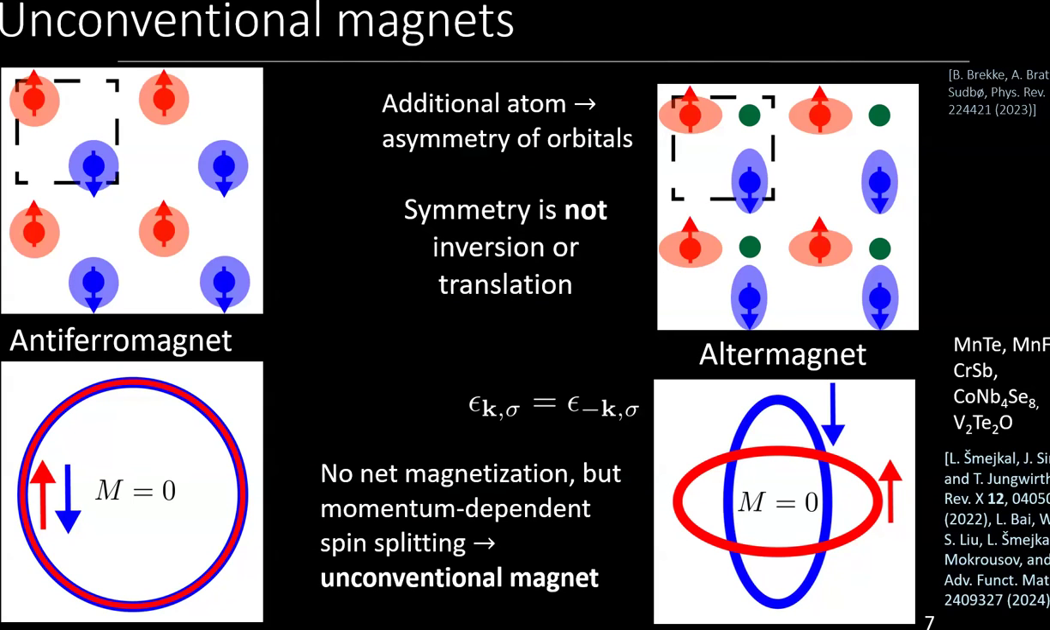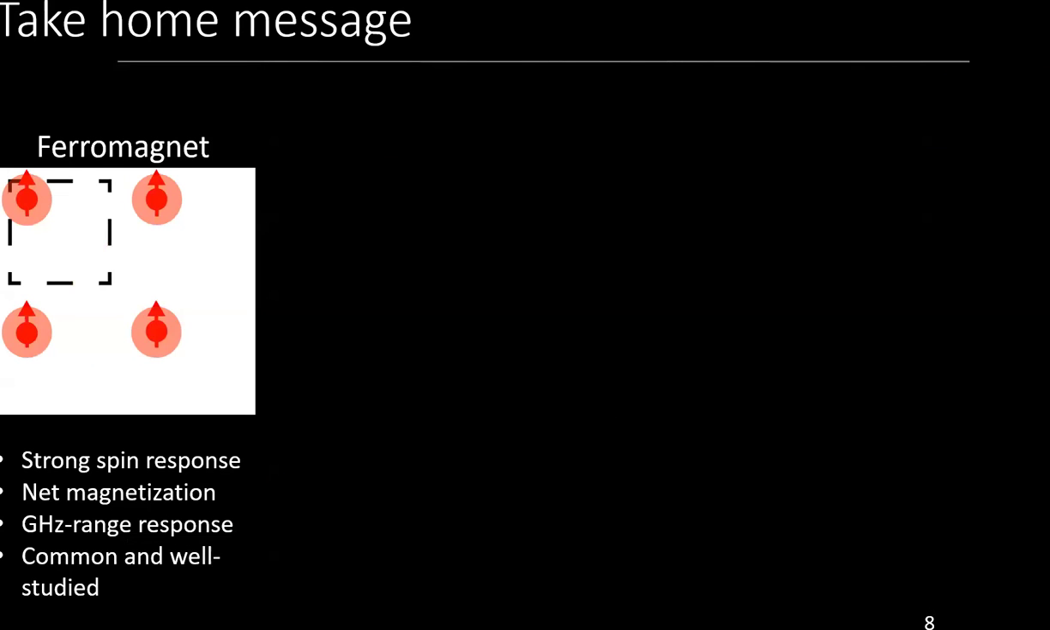Such a combination, where we don't have net magnetization but we have momentum-dependent spin splitting, makes it unconventional. Unconventional means just not the same as the antiferromagnet and ferromagnet discussed before. And also, it's a nice word when you would like to publish in Nature and Science. So, before I delve into details and show Hamiltonians and cutting-edge research, I would like to present my take-home message for those of you who are maybe not so interested in the details.